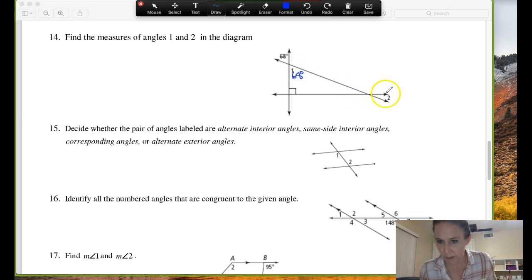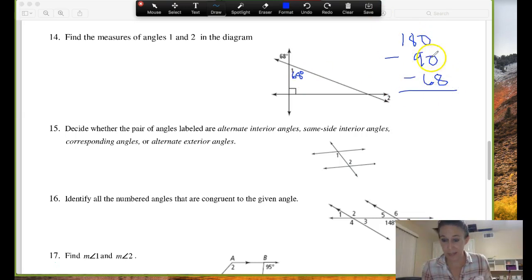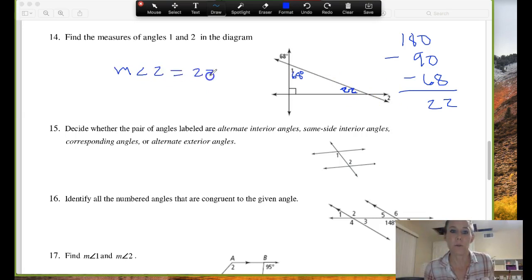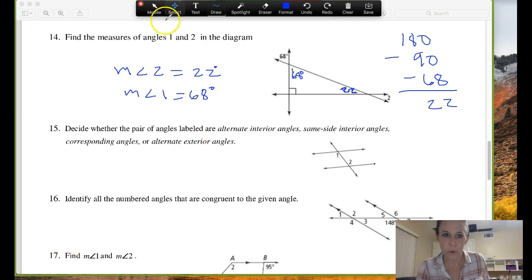Now if I knew this angle, I could figure out angle 2 easy because they're vertical angles. And I can figure out this angle because all the angles of a triangle add up to be 180. So I just go 180 minus 90 minus 68. This will be 90, and then 90 minus 68 is going to give me 22. So this will be 22 right here. And if this is 22, then angle 2 is 22. So the measure of angle 2 is 22, and the measure of angle 1 is 68 degrees. All right, easy enough, just know your theorems.